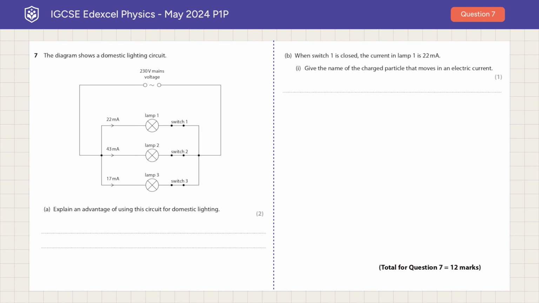Question 7 is about a domestic lighting circuit. Part A asks for an advantage of this parallel circuit, and the key point is that each lamp can be switched on and off independently. For Part B, the charged particle that moves in an electric current is the electron.